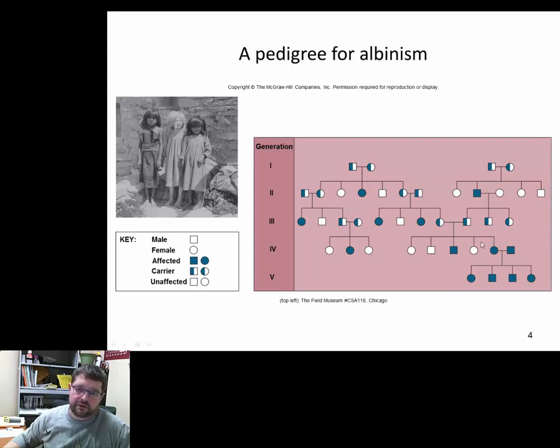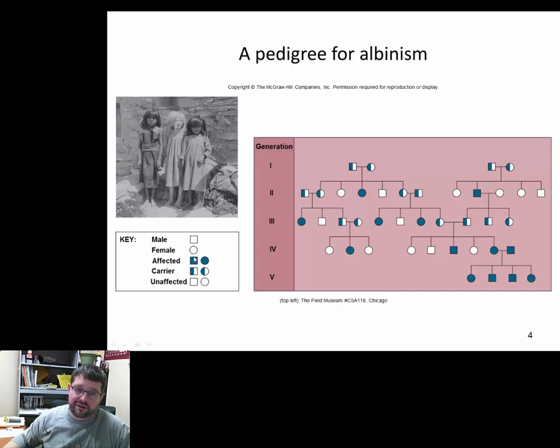So first I want to tell you that if there's not a key associated with the pedigree, most of the time males are represented as squares. Hopefully there's a key so you don't have to remember this. But most of the time, males are represented by the square and kind of listed first. And then the female is represented by a circle and listed second.